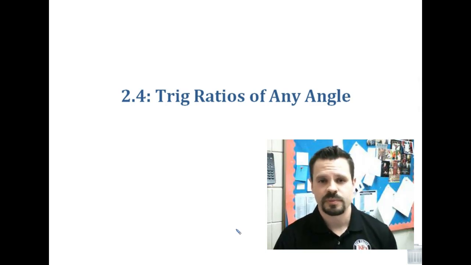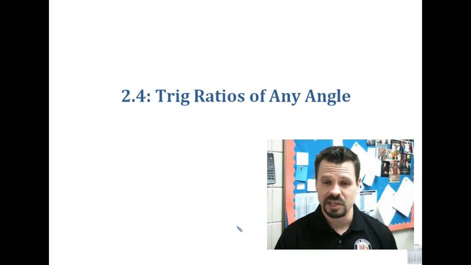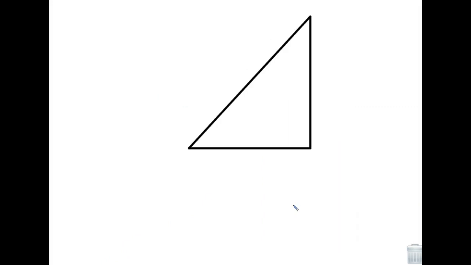Welcome back, folks. Today we're continuing our look at trigonometry, and today we're going to move beyond the basic review right triangle trig that you've seen before. We're going to get into finding trig ratios of any angle and hopefully blow your mind a little bit in the process. So here's what we mean when we say trig ratio of any angle.